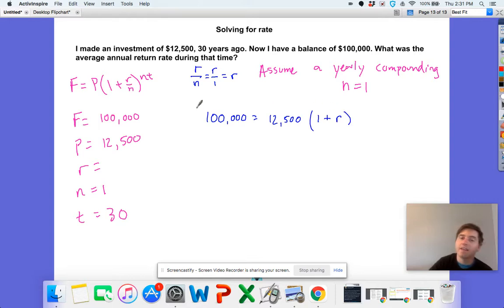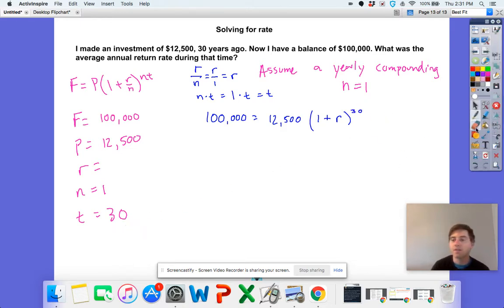And then same thing for nt. When it says n times t, well, n is 1, so 1 times t is just t. 1 times itself is just t. So we're just talking about 30 right here. Okay, so we don't have to worry about those other guys. We've got to solve for r.